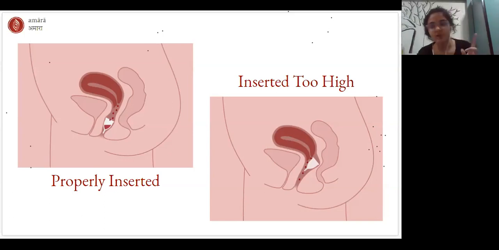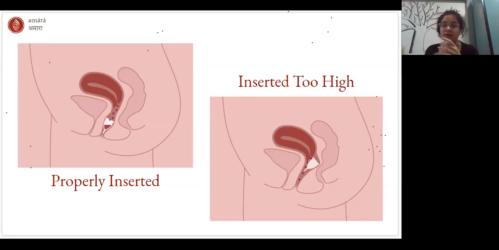I'm just going to check if there are any questions that have not been answered. Okay, how will we know when the cup is full? With a pad or anything else, it's very easy to tell because you can see the blood. But with a cup, it can be a little more tricky. A cup holds about 20 to 25 milliliters, which is already a lot more than a pad would.